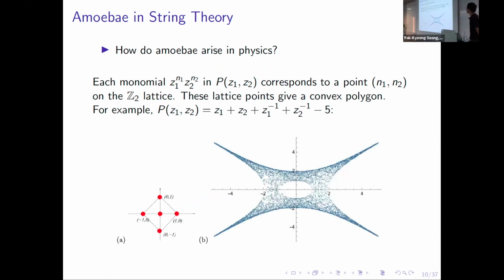Right. So to see the connection to physics, we first assign each monomial a point (n1, n2), where n1 and n2 are the powers of the two variables. The convex hull of these lattice points gives a polygon, which is also called a Newton polygon, like this. So here we have 5 monomials, so we have these 5 points.